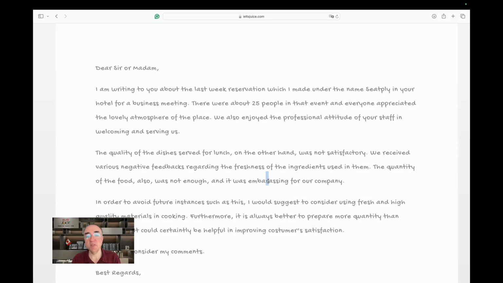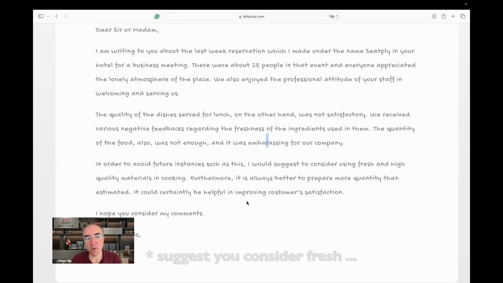Oh, you mean everybody went home hungry? Oh, that's bad. That's bad. In order to avoid future instances such as this, I would suggest to consider using fresh and high quality materials in cooking. Okay, sounds fair.